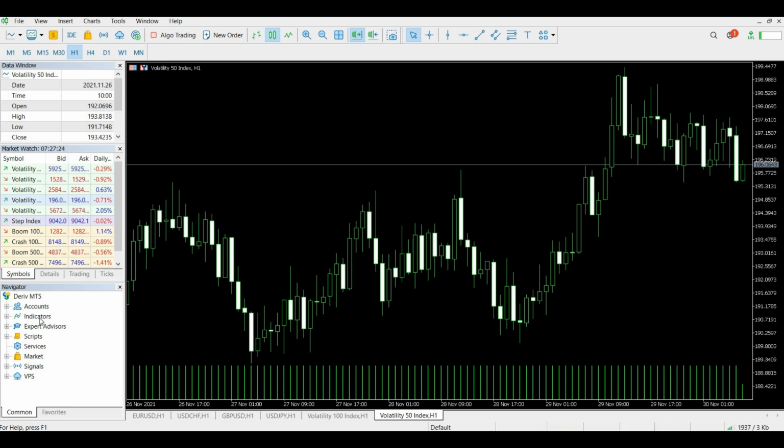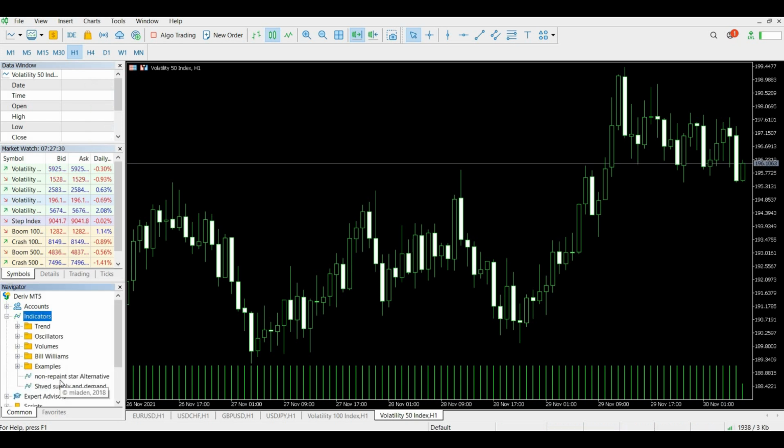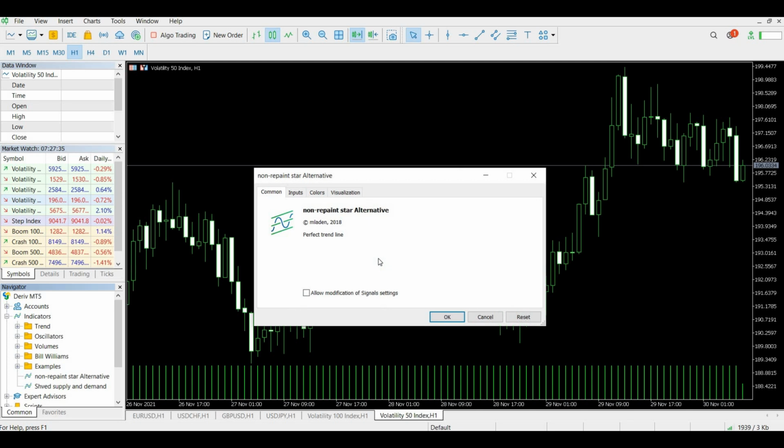Okay, so let's get into the system. Very simple things. You're going to get the non-repaint star alternative, and what I can say is that I have seen Forex Hub using the system. I have seen a few people using the system. Now this is not actually from Punchback. As we can see, it says non-repaint star alternative, and the person who designed it is named Laden, and it was created in 2018.